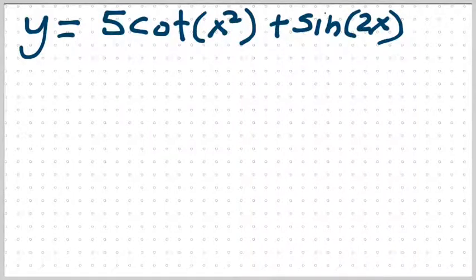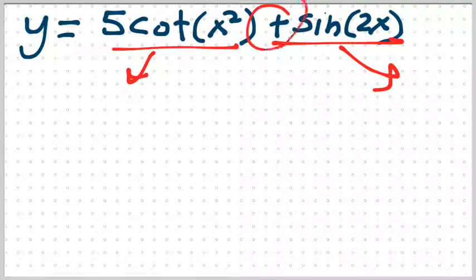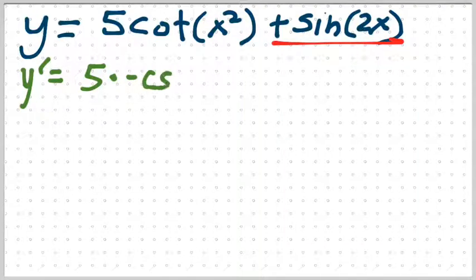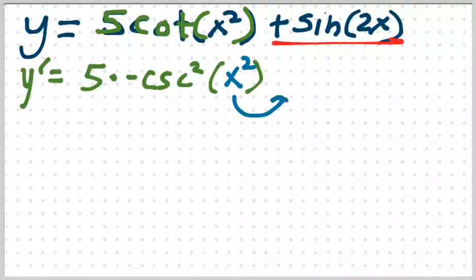This one says y equals 5 cotangent x squared plus sine of 2x. This actually is 2 problems in one. Here's a problem, and there's a problem. We're just going to add the derivatives together. So once again, the 5 is a constant, so it's just going to multiply by whatever the derivative of cotangent is. So the derivative of y. The derivative of cotangent is negative cosecant squared. So that's the derivative of this portion here. The inside part is x squared, so that's going to stay as is. Inside part means chain rule, so times the derivative of the inside part, which is 2x.